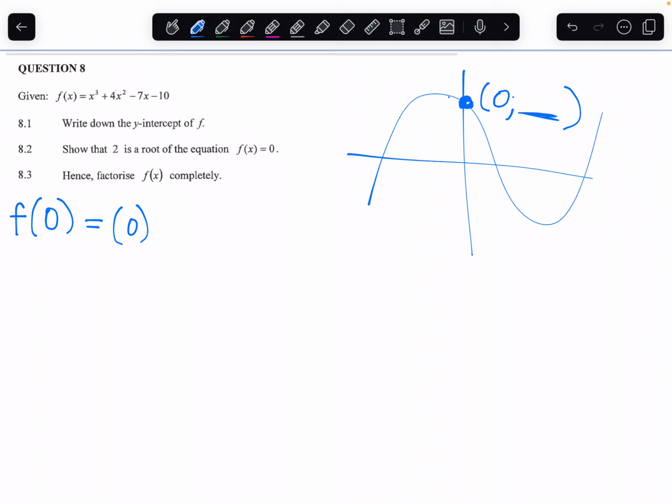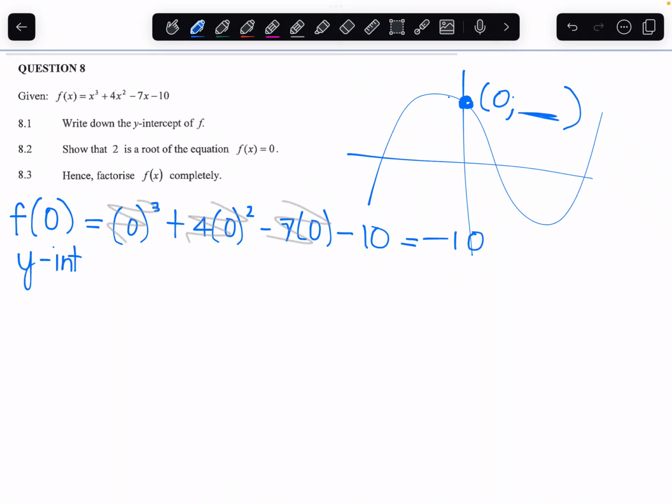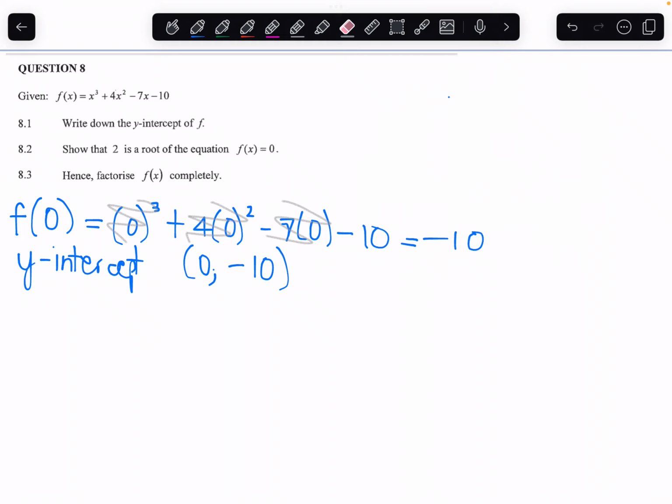So that would be 0 cubed plus 4 times 0 squared minus 7 times 0 minus 10. And as we can see, this term is going to disappear, this one disappears, and this one disappears as well. So all we're left with is negative 10. So that means the y-intercept occurs at the point (0; -10). Okay, so my sketch is definitely very off. Our graph is actually going to cut the y-axis somewhere down here. Anyway, okay, so that's our first question done and dusted. Right, so let's just put that.